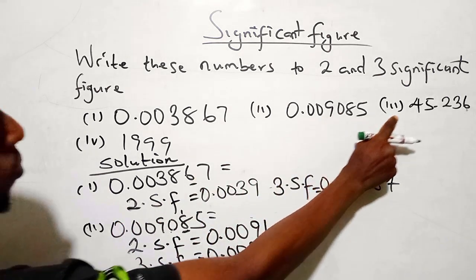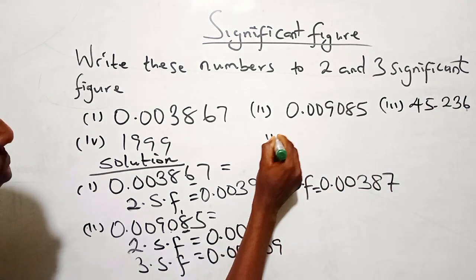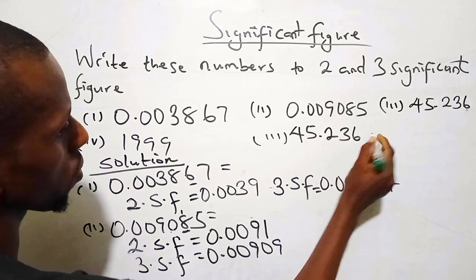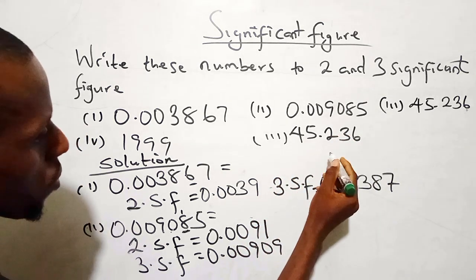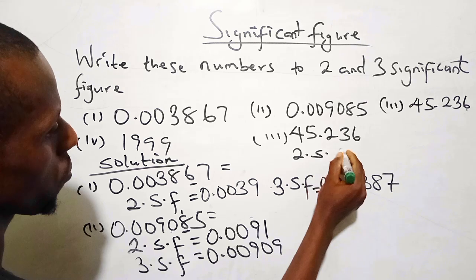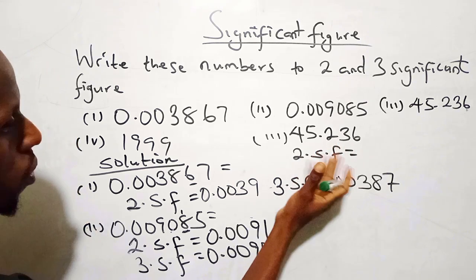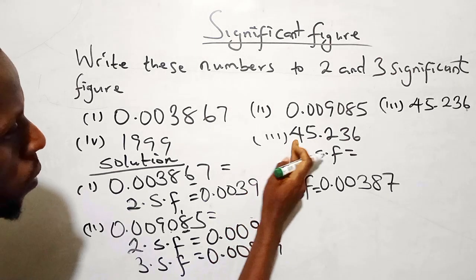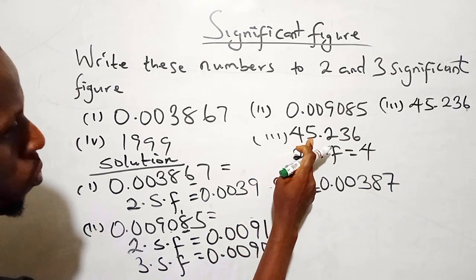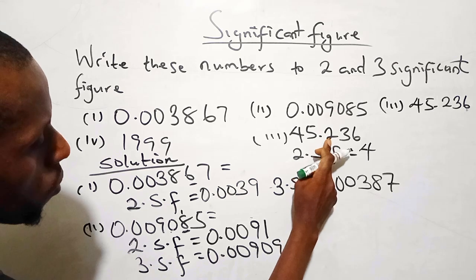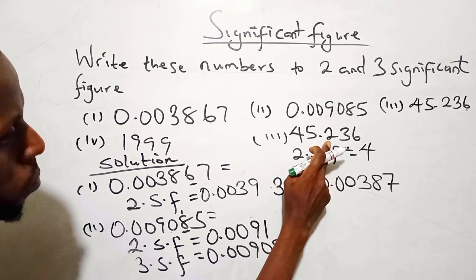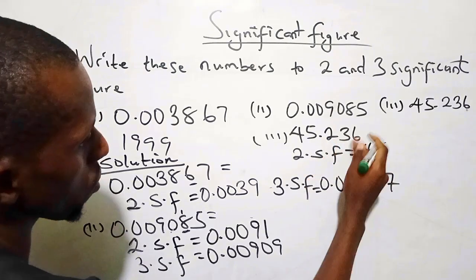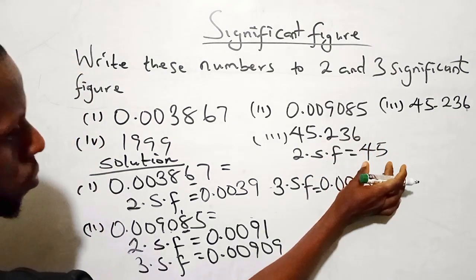Here we have the last one, which is number 3, we have 45.236. To write this to 2 significant figures, 2SF, all these are non-zero digits, so we can start our counting from here. We have 4 as the first one, 5 as the second one. But before I write it, let me consider the tenths value. I am not to borrow because it's not up to 5. So I repeat my 5. Every other digit turns to 0. So I have it to be 45.